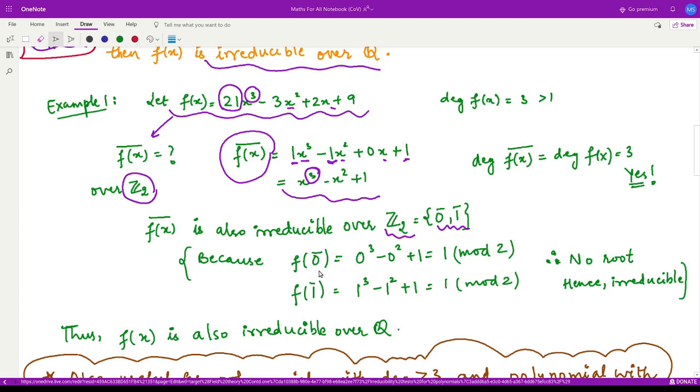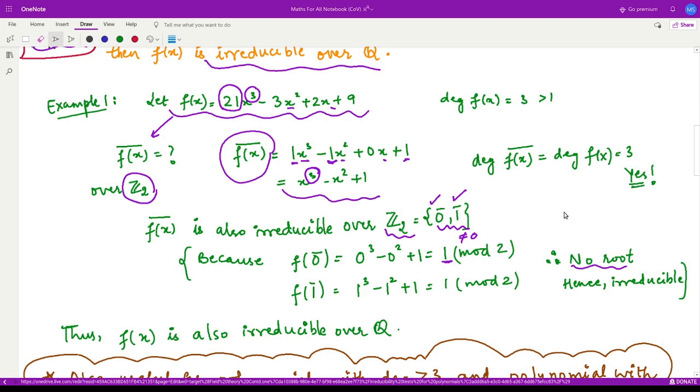So for that, we just check whether this is a root or this is a root. To check that, we first calculate f of 0. What would that be? It is 1 after calculating and solving. So this is not equal to 0, so this is not a root. Again, f of 1, what would that be? It is again 1. So this is also not a root. So we have no root in this set.